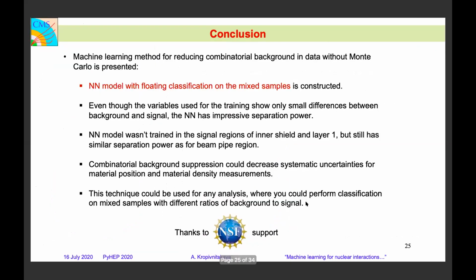This is nice. Now we are moving to our conclusions. A machine learning method for reducing combinatorial background in data without the Monte Carlo technique, which is very important, is presented. A neural network model with floating classification on a mixed sample is constructed, even though the variables used for the training show only a small difference between background and signal. The neural network has impressive separation power. We didn't train our neural network on the inner shield and layer 1, but it still gives very impressive results. And combinatorial background suppression could decrease systematic uncertainty for material position and material density measurements.